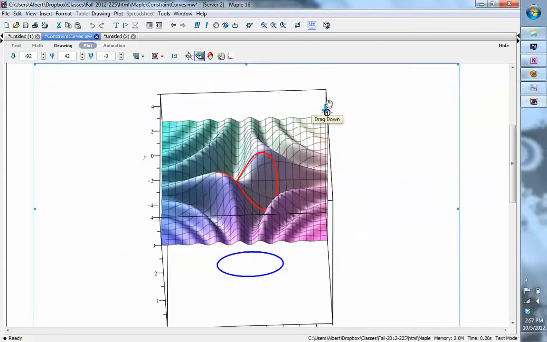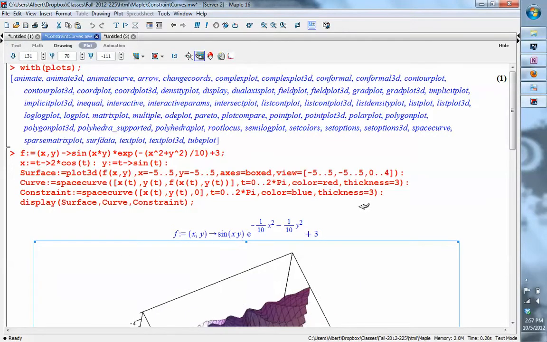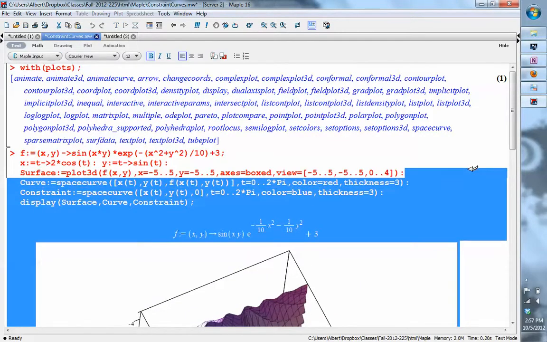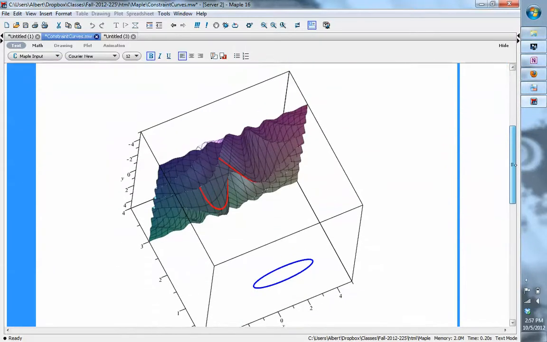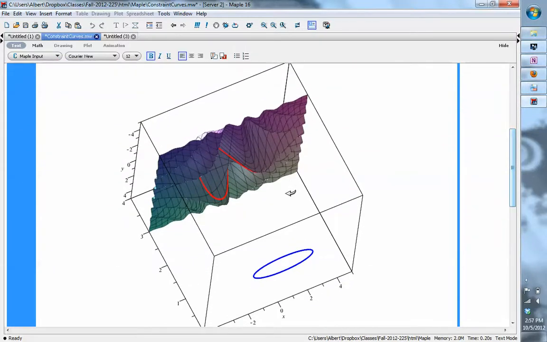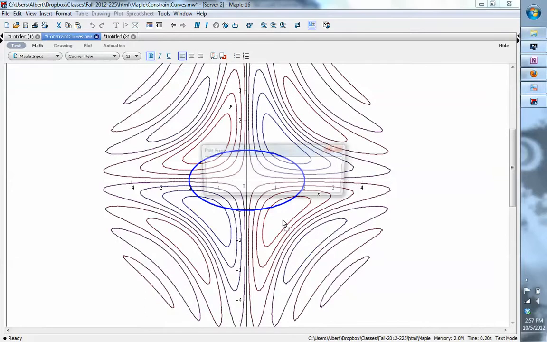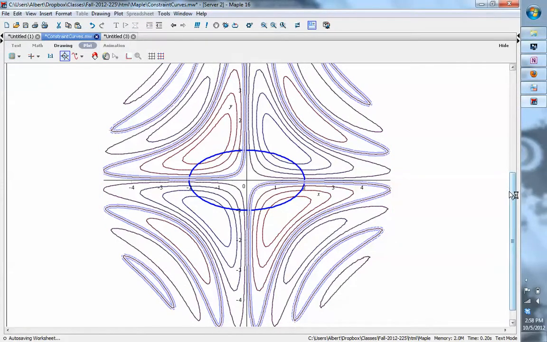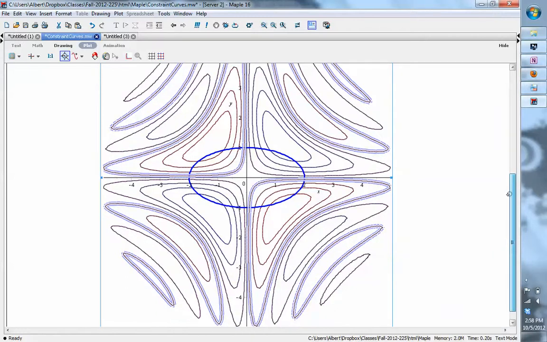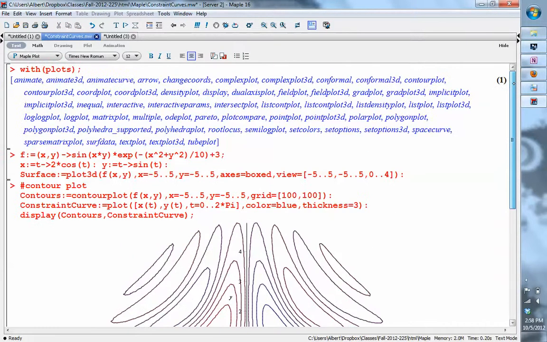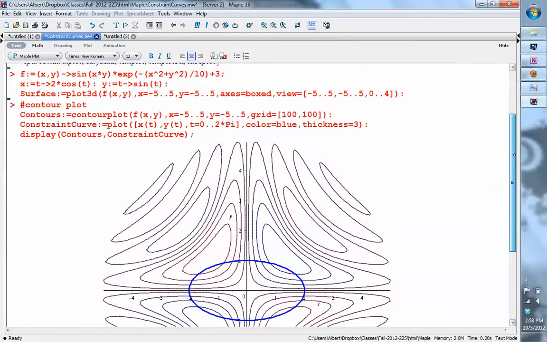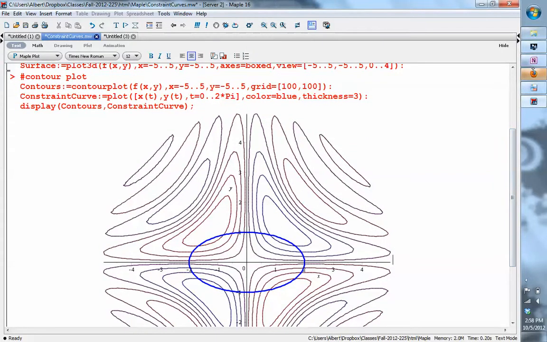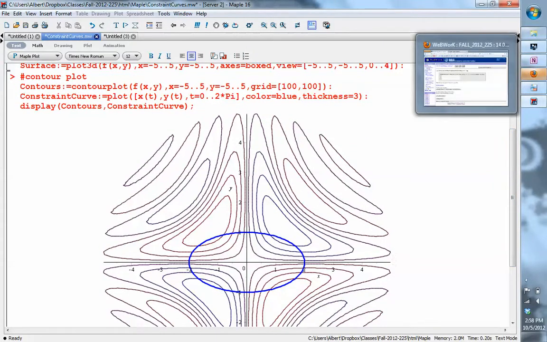So in the first picture here, I give up. I even lost it. Okay. In that first picture here, the constraint was the blue curve, and the function that we were trying to optimize was the big wavy surface.